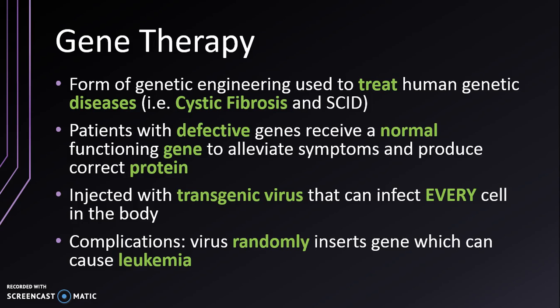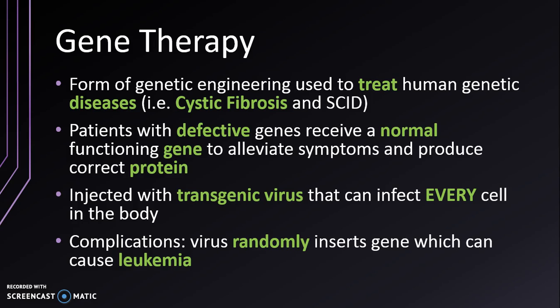So we use gene therapy to help treat those diseases. We first have to identify that a person has the defective gene, and then once they have, in fact, tested positive for that defective gene, they will then be given a normal functioning gene that gets inserted into their DNA to help produce the correct protein and reverse the effects and symptoms of their diseases. Now, to inject that person with the normal functioning gene, they're given the equivalent of a vaccine, but it's not a vaccine. It's a transgenic virus.